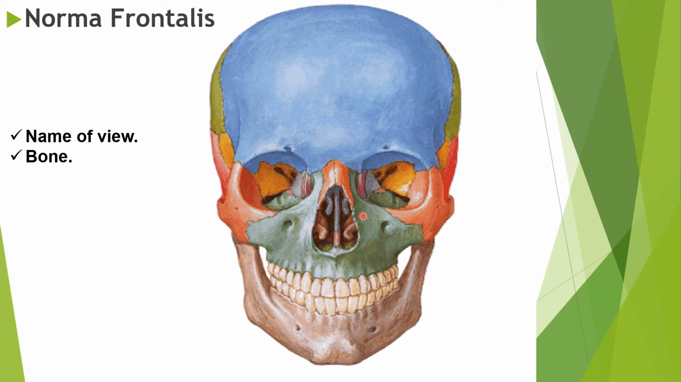This is the vomer, forming part of the septum. This is an important part of the anterior view, the norma frontalis. Do not forget this is the mandible. This is the mandible part. You can see the features of the bone here. We will talk about details at the end of this lecture, but you can see this is the angle of the mandible, this is the ramus of the mandible, and this is the body of the mandible.